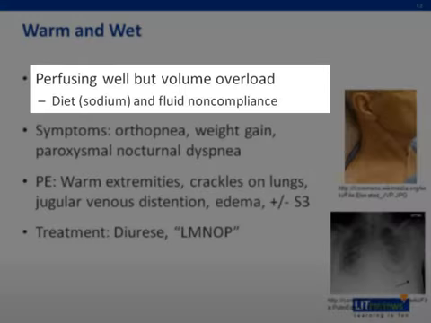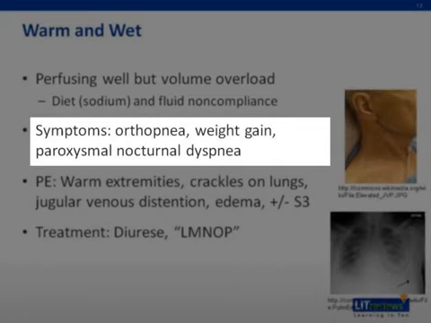Warm and wet patients are perfusing well, but they are volume overloaded. This is the typical heart failure exacerbation patient who comes into the hospital with weight gain, shortness of breath, increased peripheral edema, orthopnea, which is shortness of breath when laying down, and sometimes paroxysmal nocturnal dyspnea, or PND, which is waking up from sleep with the sensation that you can't breathe, classically described as patients rushing to the window and gasping for air.